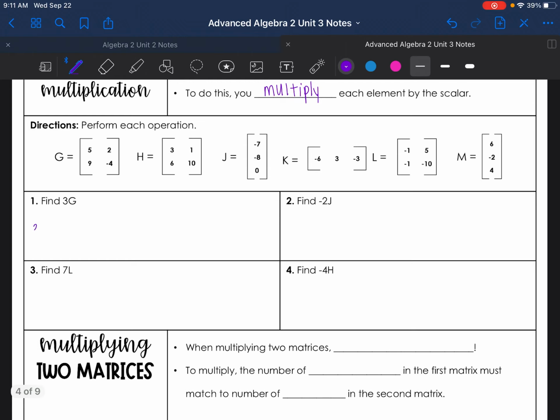So if we're doing 3g, we're going to take that 3 and multiply it by every element inside that matrix. So 15, 10, 27, negative 12.